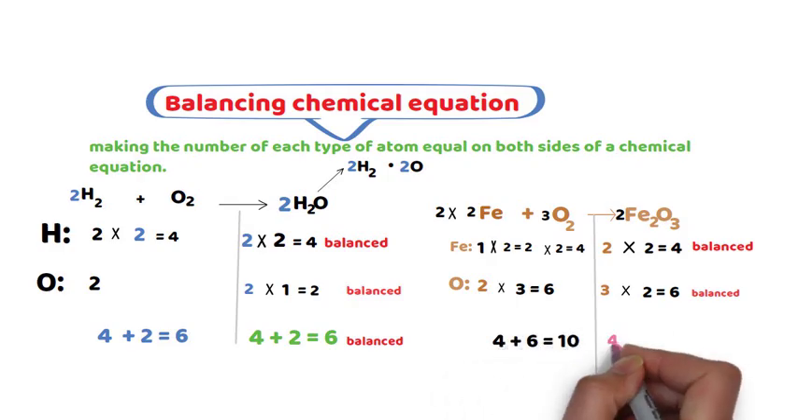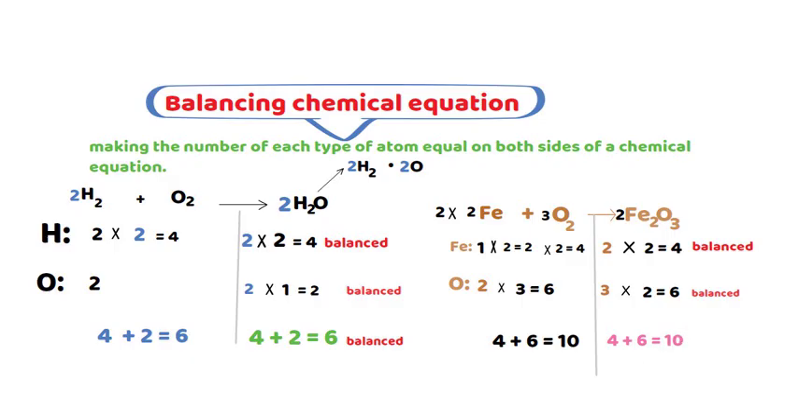The total number of atoms on the reactant side here is 10. Again, the total number of atoms on the product side is 10. This method we call the hit and trial method.